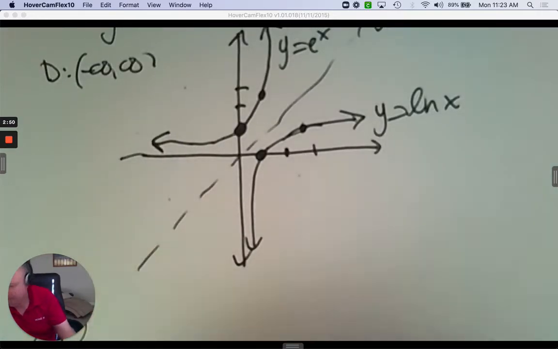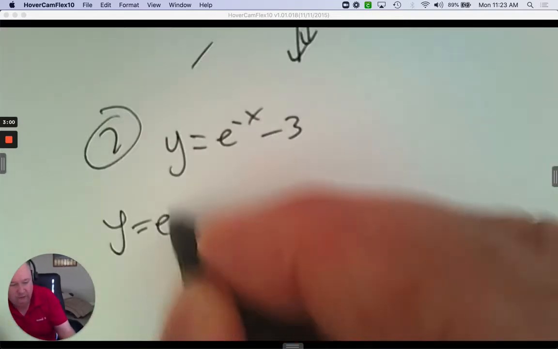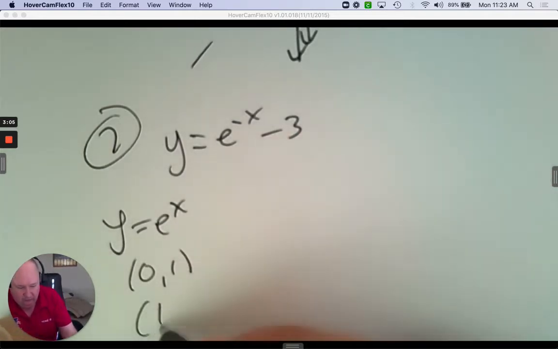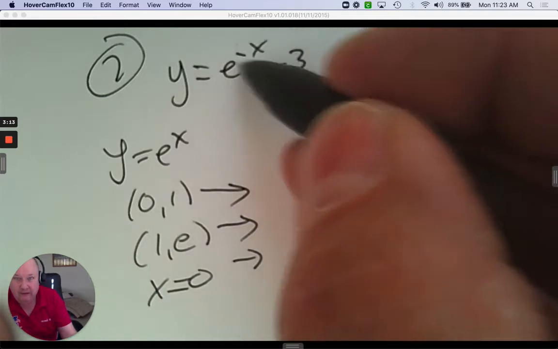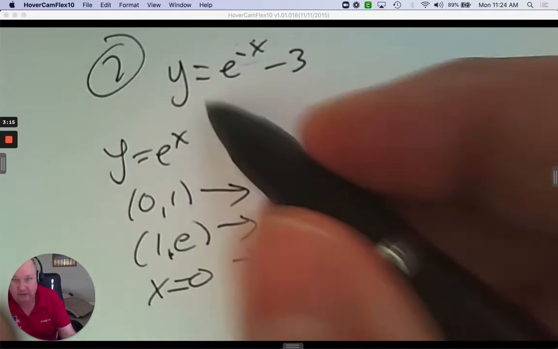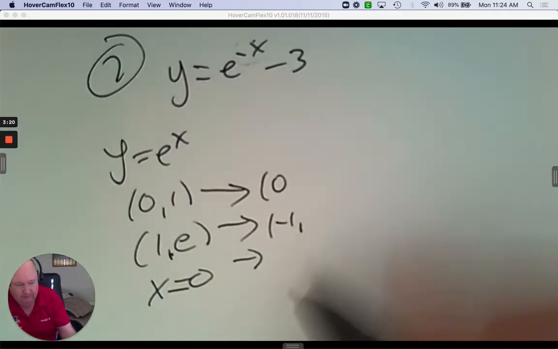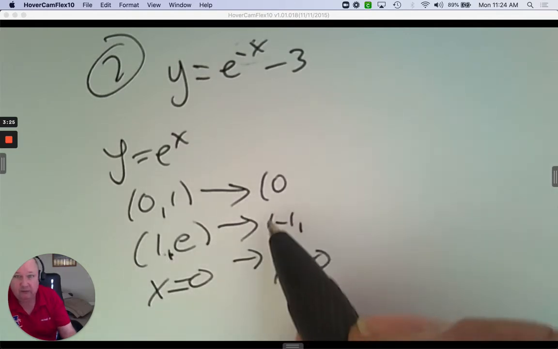Number 2, use transformations to sketch y equals e to the negative x, subtract 3. So could you graph that? What we just drew, the parent, y equals e to the x, we said the points (0, 1), (1, e), and the asymptote is on there. I'm going to transform them. What's in the exponent changes the x, and I do the inverse of what I see. So I'm going to divide by negative 1. That only changes this value here. So 0 stays the same if you divide by negative 1.